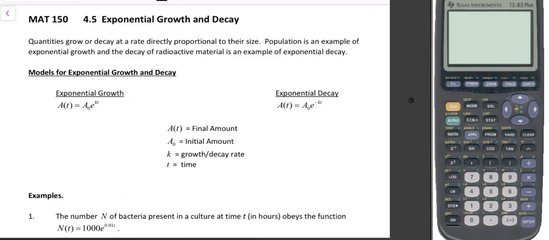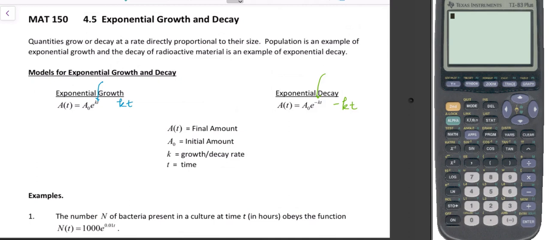And there are two formulas, one formula for exponential growth and one formula for exponential decay. And if you look at them, they look very similar to each other. The only difference being that the exponent on the e for exponential growth is a positive kt, and on the exponential decay, notice there's a negative in front of the kt. So that's the only difference between those two functions.